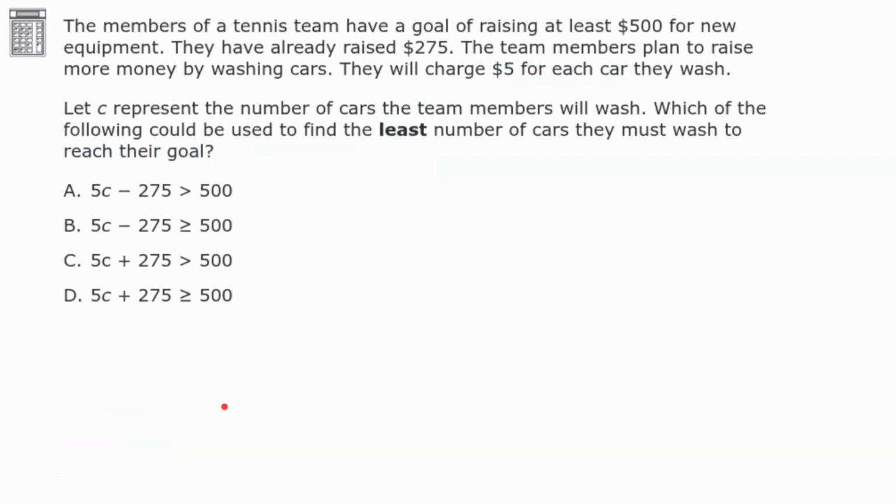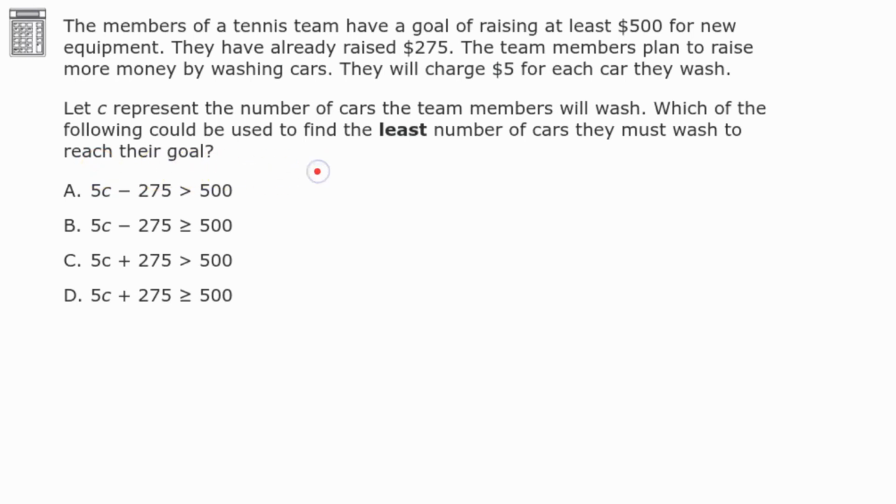The members of a tennis team have a goal of raising at least $500 for new equipment. They've already raised $275. The team members plan to raise more money by washing cars. They will charge $5 for each car that they wash. Let C represent the number of cars the team members will wash. Which of the following could be used to find the least number of cars they must wash to reach their goal? Your turn. Go ahead and pause now and come back when you're ready.